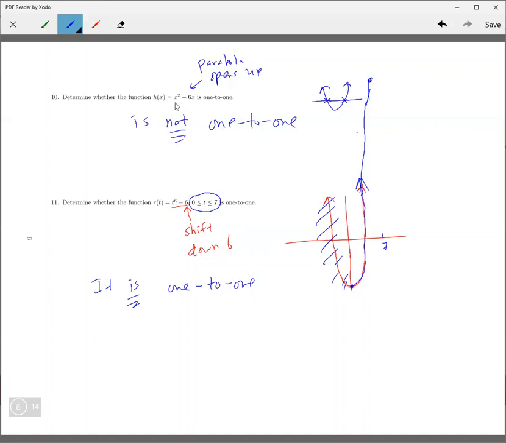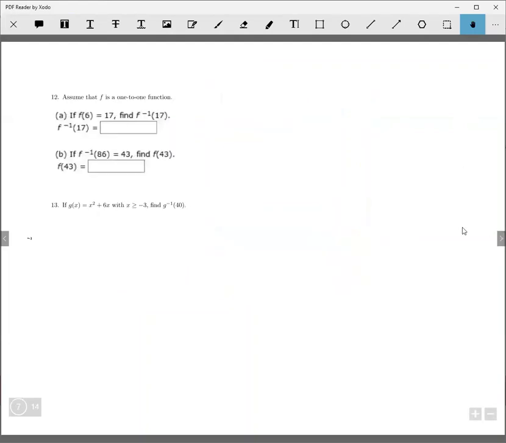Okay, it would be kind of like this one right here. It's not one-to-one, but if you were to restrict it to just this piece here, it would be one-to-one. If you were to throw all that out, which is essentially what they did with this statement here. So 11 is one-to-one.